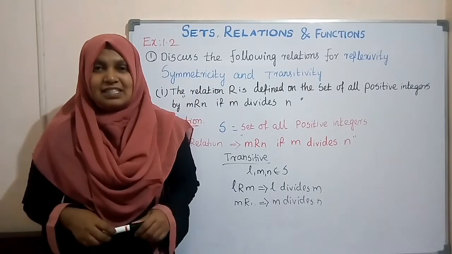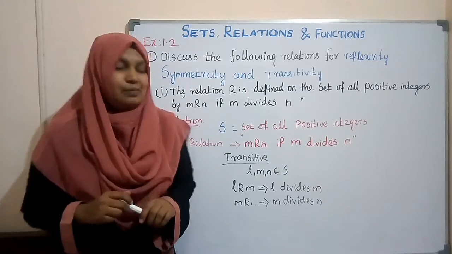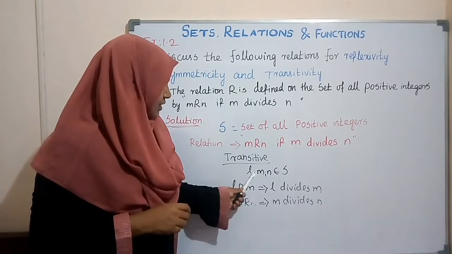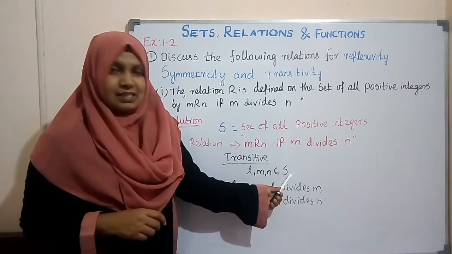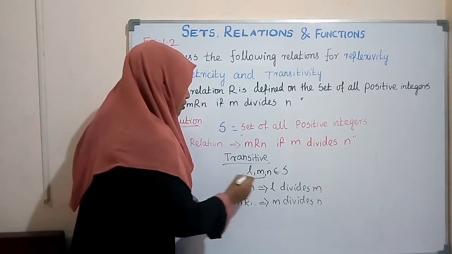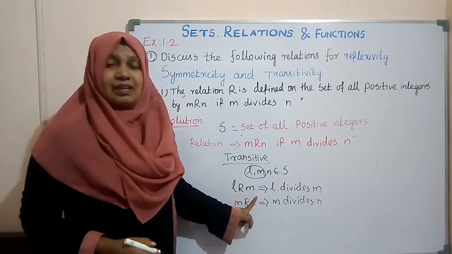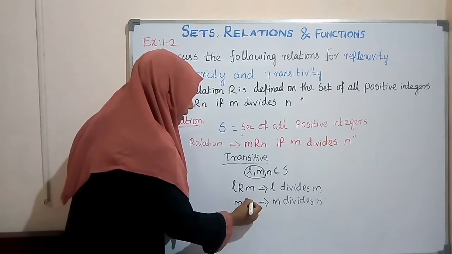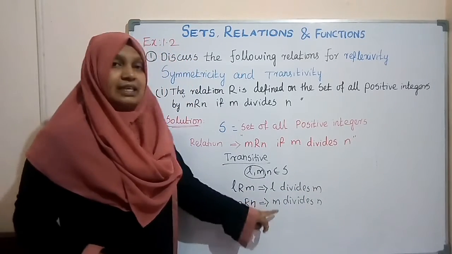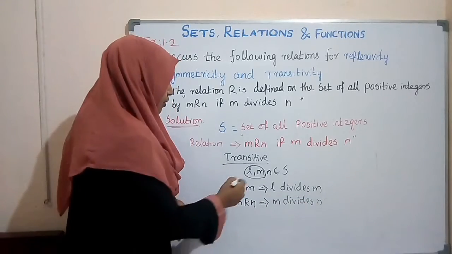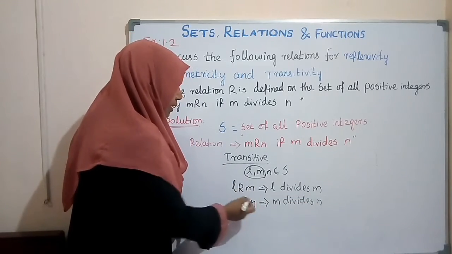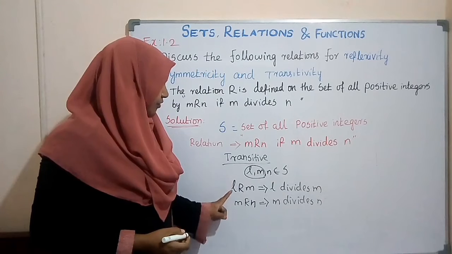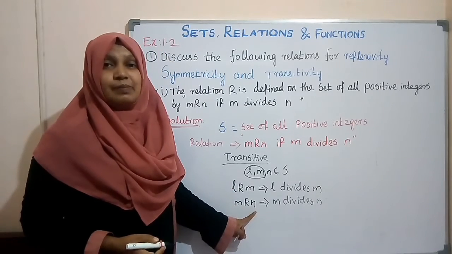See, for this transitive relation, we have to consider three elements, l, m, n belong to S. First I consider the first two. l relates m means l divides m. Then the next one, m relates n, means m divides n. So l relates m and m relates n. Then we have to verify whether l is divisible by n.